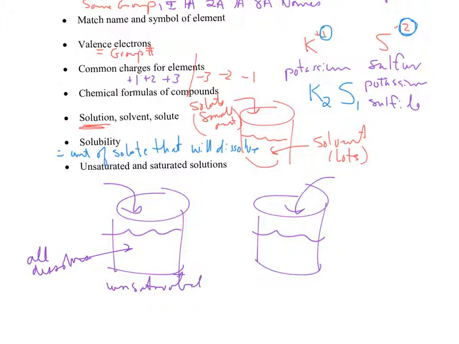If I add sugar to the point where, and I usually call it sludge, there's actually some solid down there, that basically means I've added more sugar than will dissolve. And so this is actually saturated. If you take a class and you just get saturated with material, that means you're like, I cannot take another bit of material. I'm totally done. So if a solution is saturated, it means it cannot have any more solid dissolve.